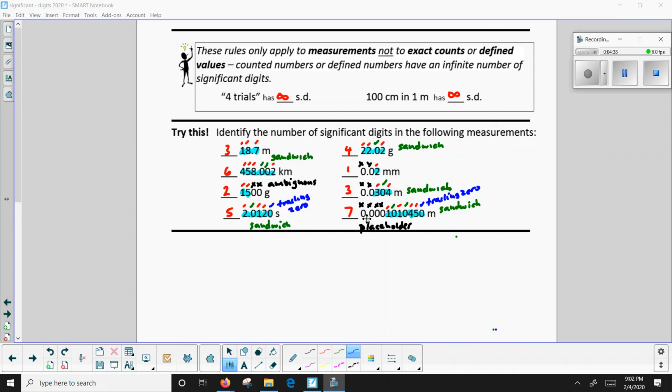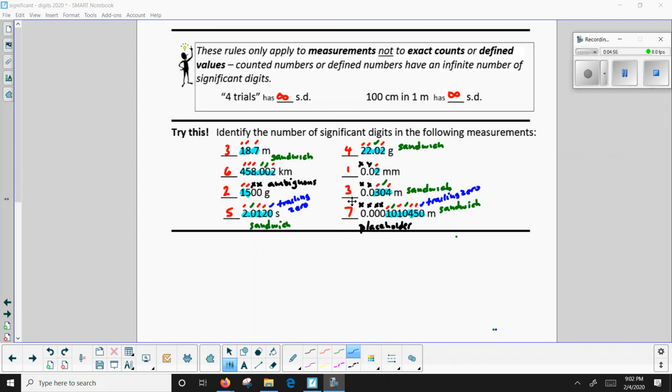Here I've got my leading 0 rule, 1, 2, 3, 4, so we don't include them. Then I've got some sandwich rule zeros and a trailing 0. So this one at the end has 1, 2, 3, 4, 5, 6, 7 significant digits. You get the idea. So do a little bit of practice.